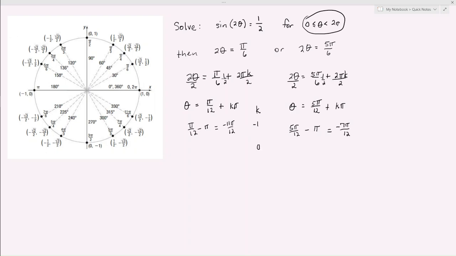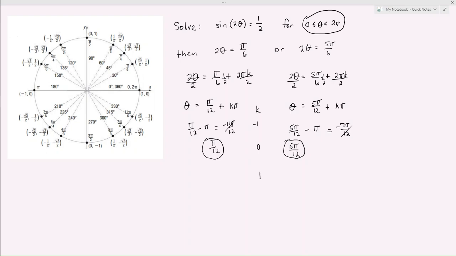Let's move on to the 0 for k. Okay, if we put a 0 in for k, then we're just going to get the pi over 12. And we're just going to get the 5 pi over 12 plus 0 times pi. So, okay, these were both of our original answers once we solved for theta, and they are both in between 0 and 2 pi. So we're going to keep these. We're not using these because they're not in our interval.